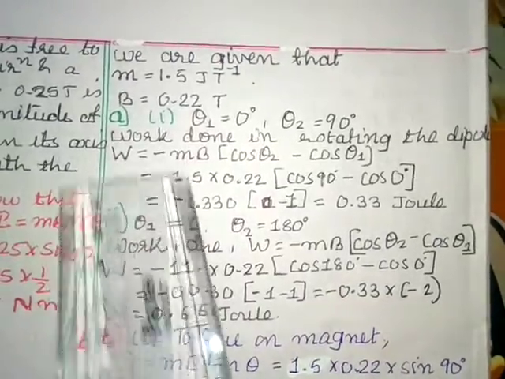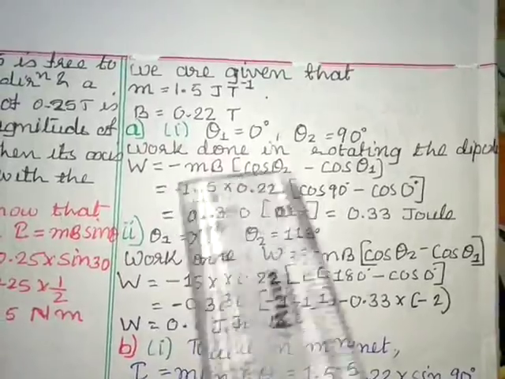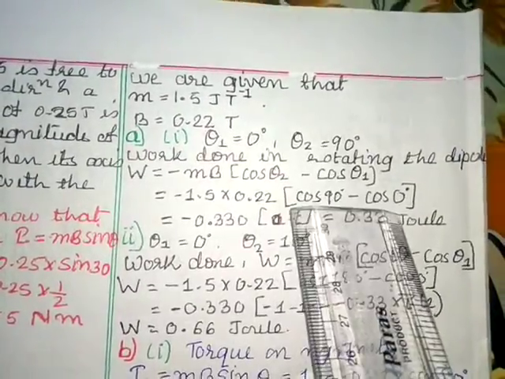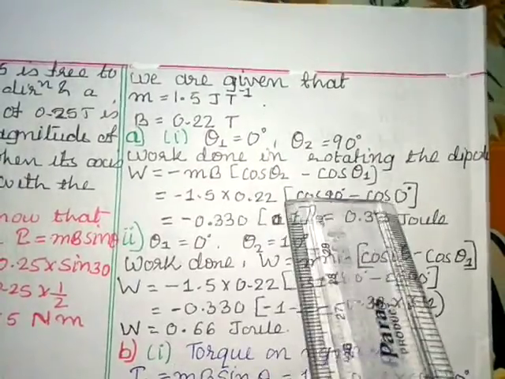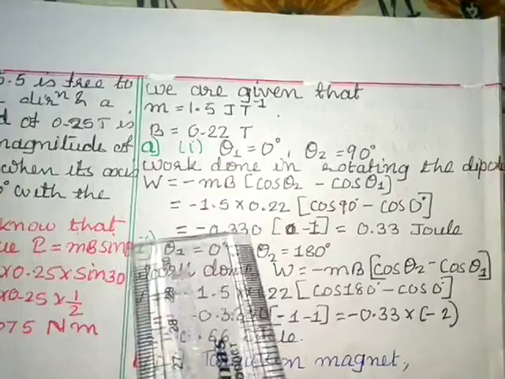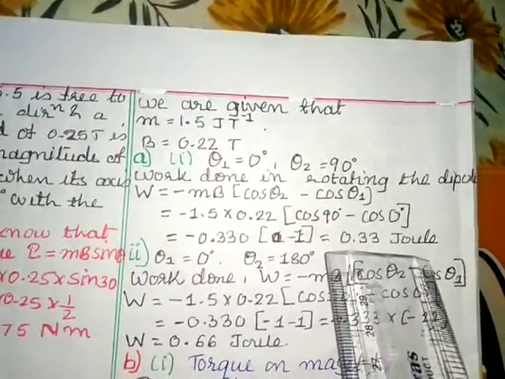M value is 1.5, B value is 0.22, cos theta 2 is taken as 90 and in the beginning theta 1 is 0. Cos 90 is 0, cos 0 is 1. Multiply this, you get 0.33. Minus minus plus, you get 0.33 joule.